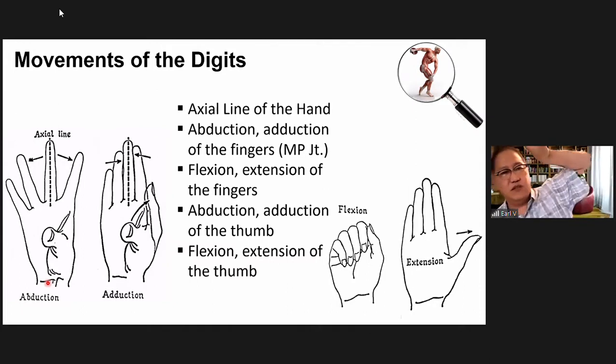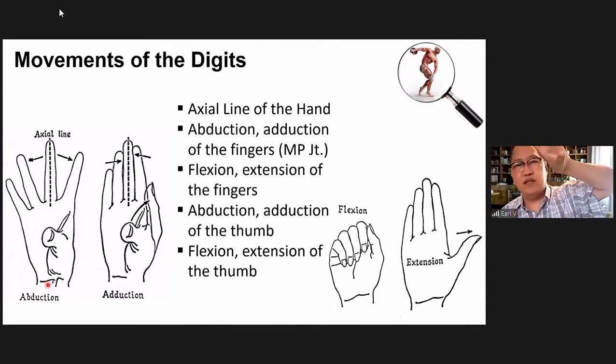So that should be the abduction. Kung adduction, babalik. Babalik sa palm. So abduction going anterior movement of the thumb and adduction, AD. From the abducted position moves the thumb posteriorly back toward the palm. So this is the abduction and the adduction. So the finger abduction, the thumb abduction, finger adduction, and the adduction from abduction position goes back to the palm.